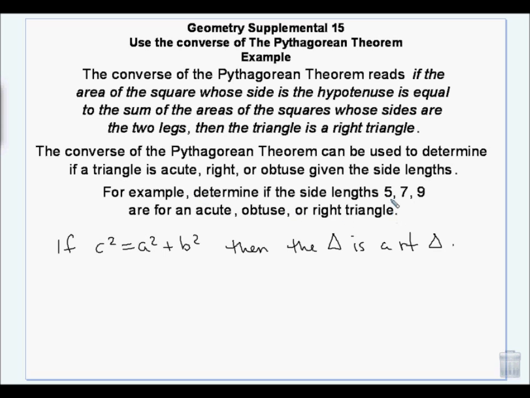So we want to determine whether 5, 7, and 9 make an acute, obtuse, or right triangle. So what we do is we take 5 squared plus 7 squared and then 9 squared. So 25 plus 49 and then 81. That's 74, right? And 81. Then we figure out what symbol we put here to make this true. Less than, right? And if I use a less than symbol, it is an obtuse triangle.